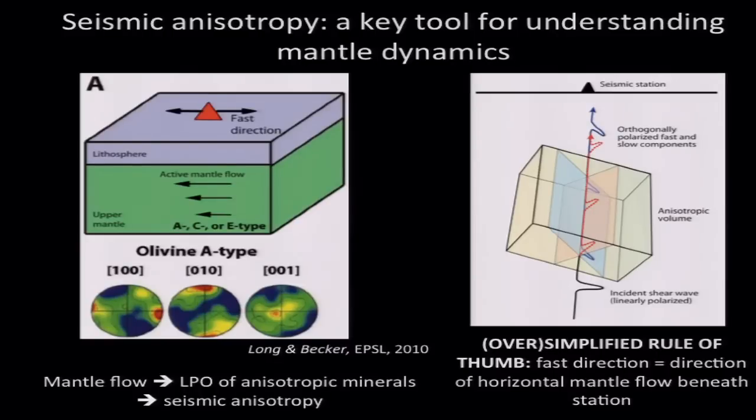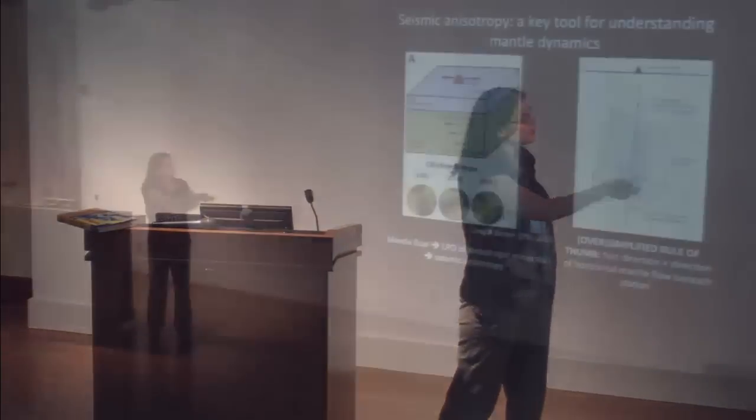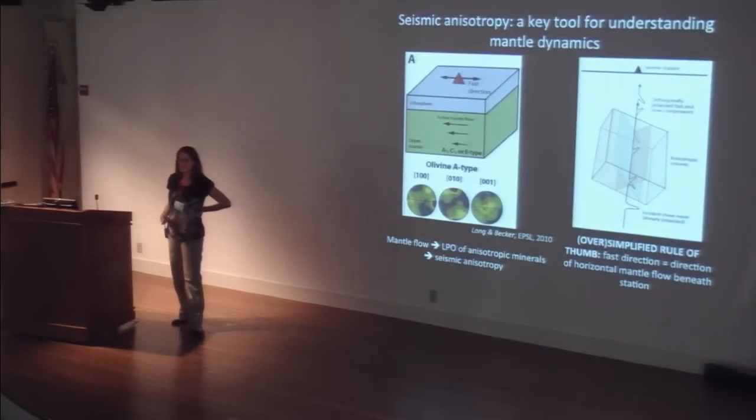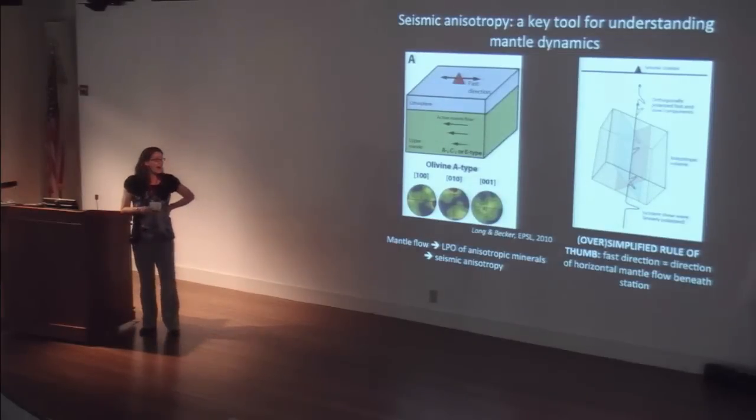And if you have a vertical gradient in your velocity, that's going to give you basically a simple shear type strain. And you're going to tend to align, if this is your shear plane here and your shear direction is in the direction of this arrow, then if we have the classical A-type olivine LPO, that's going to give us a fast direction of anisotropy that is going to more or less align with the horizontal direction of mantle flow. And this has led to a very commonly used rule of thumb that you can go out and measure a fast direction of anisotropy at a seismic station using shear wave splitting, which I'll talk about in a second, or other methods, and that's more or less telling you about the direction of horizontal mantle flow beneath the station. So this is a highly simplified rule of thumb.